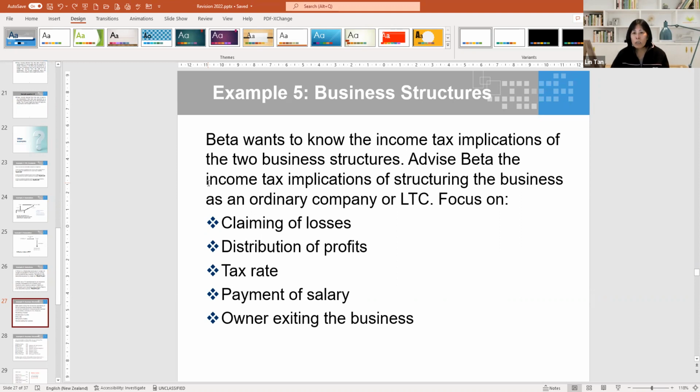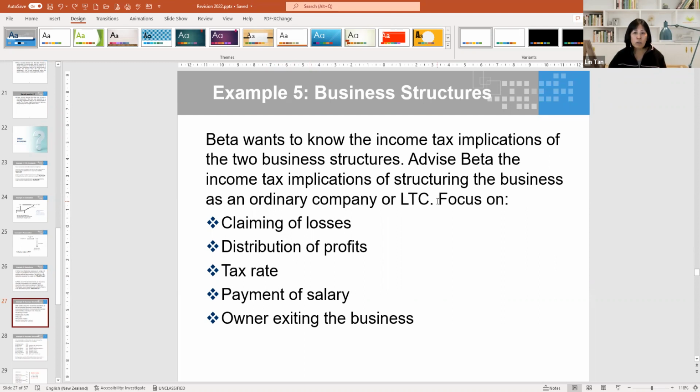In this particular case, it refers to whether this person should structure the business as an ordinary company or a look-through company. So you're asked to advise on the tax implications. You must be able to highlight the differences in the treatment of each of these items here for an ordinary company and for a look-through company.